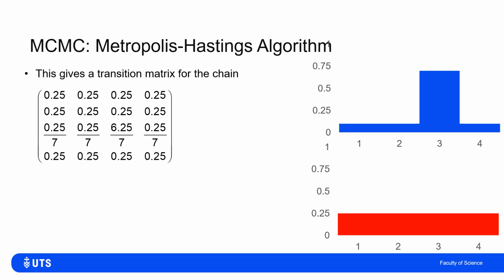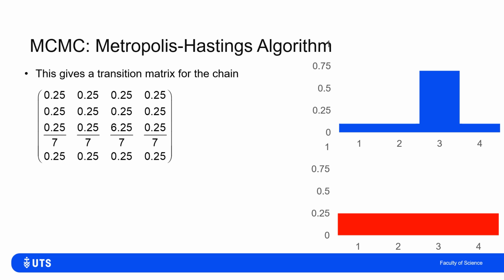The third row is a bit trickier, because in order to go from 3 to 1, I have to propose going from 3 to 1 and then accept that move. So the chance I propose it is 0.25, and the chance that I then accept it is 1/7. So the chance that I propose it and accept it is 1/7 of 0.25. Same for going from 3 to 2, same for going from 3 to 4.